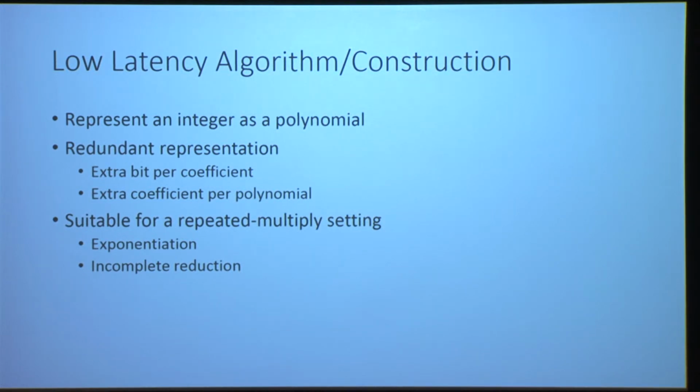I worked with polynomial multiplications, so I decided to start with representing an integer using a polynomial, because you only accumulate the results on the coefficients. So just for a level of abstraction, I'm representing each number as a polynomial. There's a redundant representation. The redundancy is that each coefficient of the polynomial has an extra bit. This adds a redundancy, and I'm going to explain why. And there's an extra coefficient for each polynomial. Again, I'm going to explain why there is the extra coefficient.